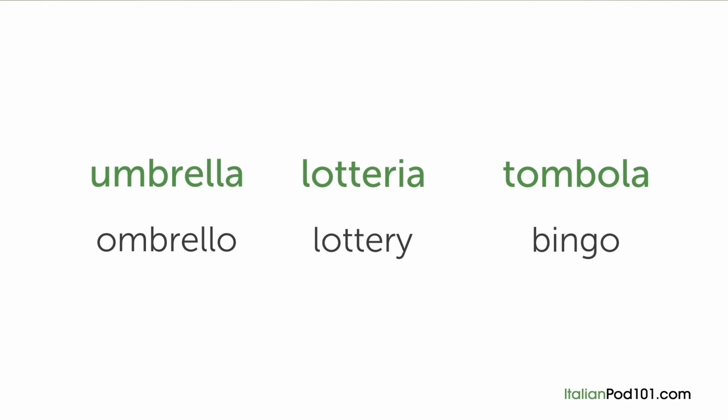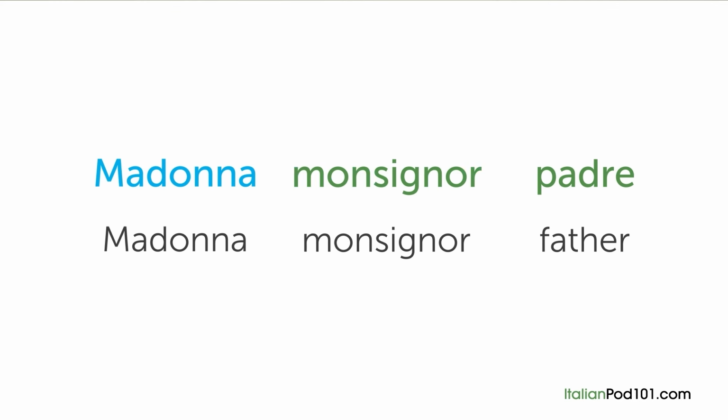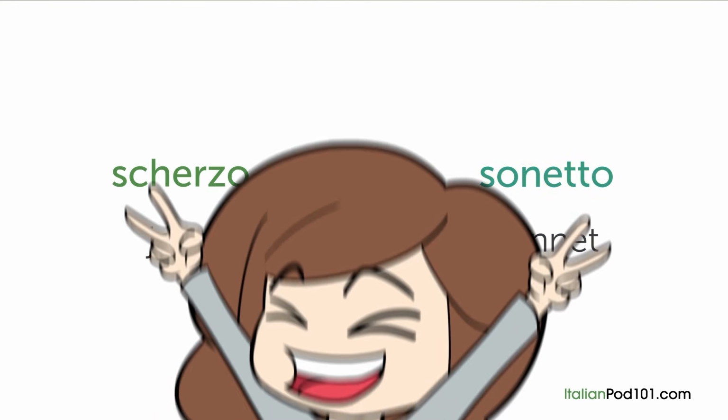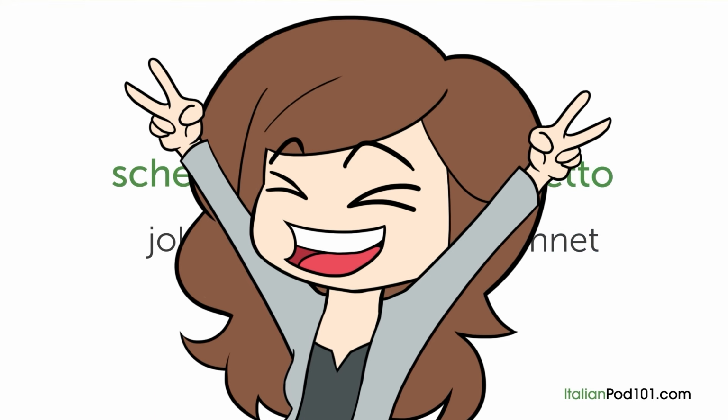The list doesn't end here. Umbrella comes from the Italian ombrello, lottery comes from lotteria, and tombola is also an Italian game. Madonna, Monsignor, and Padre are all loanwords related to religion. Scherzo in Italian means joke, and novel comes from the Italian novella. Sonnet comes from sonetto. Italian is everywhere.